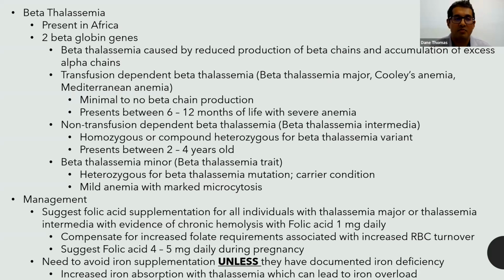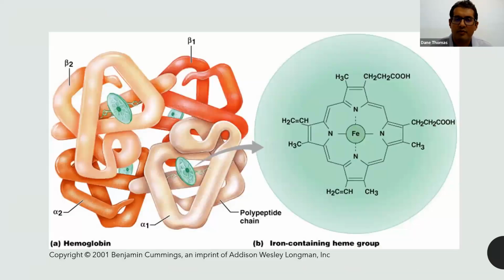I've done it in the past, and they've done amazing. It will not improve or correct their microcytic hyperchromic indices, but the patients will feel better and their general anemia will slightly improve. And this is a reference slide for the alpha and beta proteins in the hemoglobin molecule for you to review.